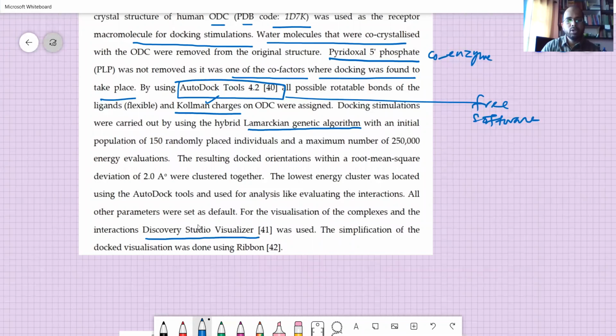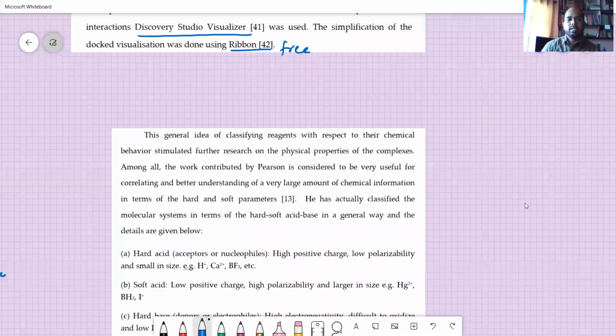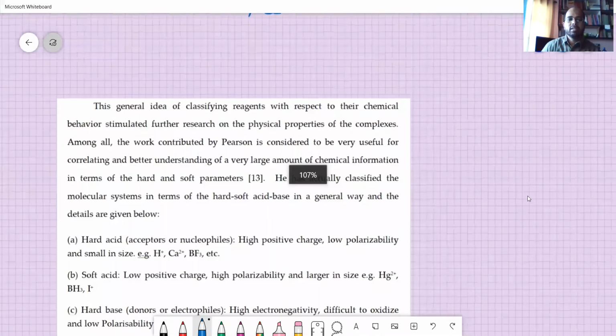I think I have given you how it is available and where it is available. And Ribbon is another free software using which I have visualized the docking process. Okay, and here are the general chemical aspects that I have taken.